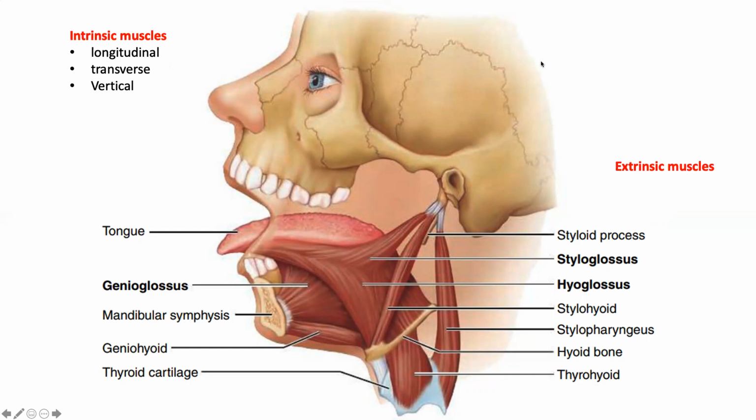Extrinsic muscles of the tongue move the tongue forwards, downward, backwards. They are styloglossus, which arises from the styloid process to the tongue. Hyoglossus extends from the hyoid bone to the tongue. Genioglossus goes from the mandible to the tongue. So styloglossus, hyoglossus, and genioglossus are the extrinsic muscles of the tongue.